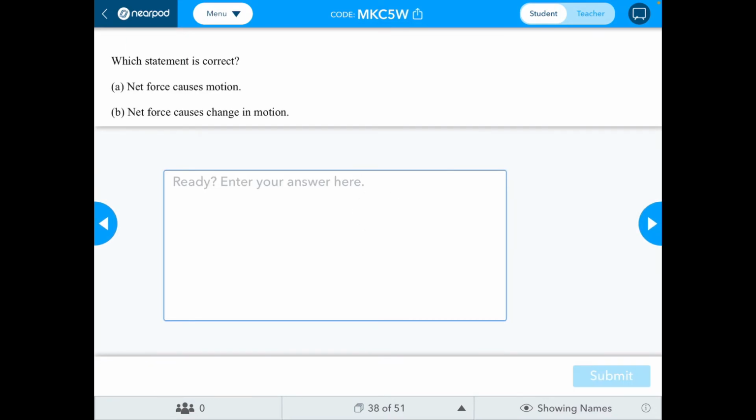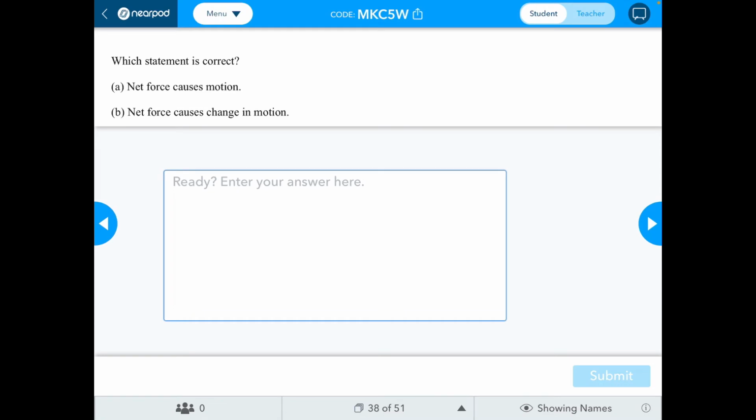So which statement is correct? Net force causes motion, or net force causes change in motion? Well, we have already said that force causes change in motion. So net force causes a change in motion, not that it causes motion. It might be the cause of something coming from rest into motion, which is true, but it's still causing a change in motion, not that it's just going from 0 to whatever quantity. It's still a change in motion, not necessarily just adding motion.